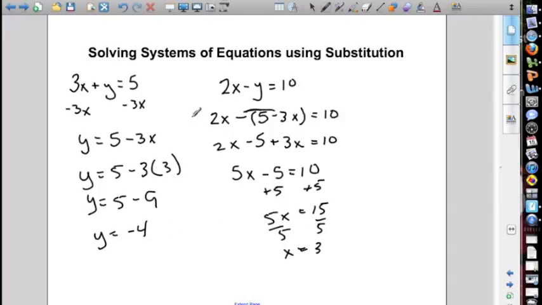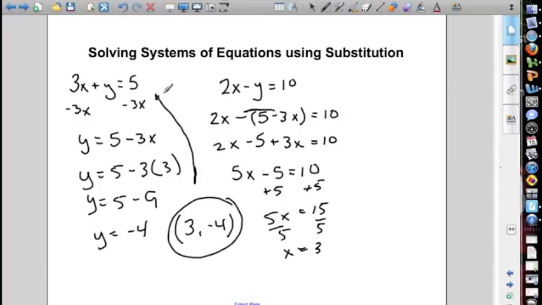Now, just doing this is the work you have to do to actually find the answer. To actually display the answer, what we want to do is write it as an ordered pair. And so again, our answer will always be an ordered pair that works for both of them. And so if I went back in, I could plug in (3, negative 4) for 3x plus y equals 5, and it would work. And I could plug in (3, negative 4) for 2x minus y equals 10, and it would also work. And so this is the solution to the system.